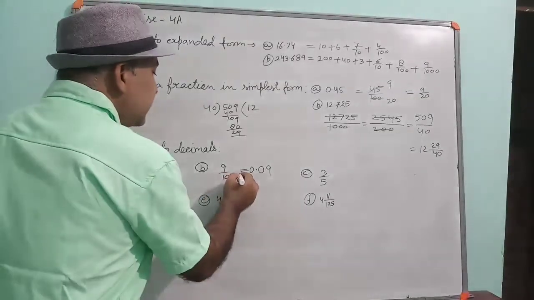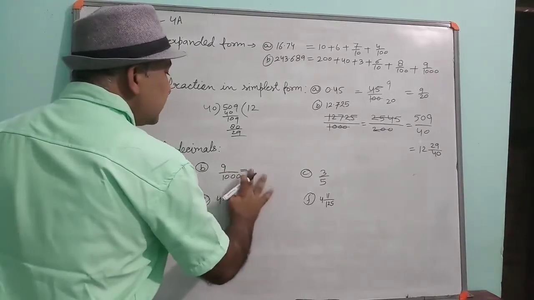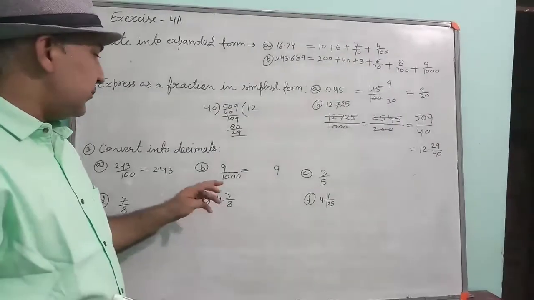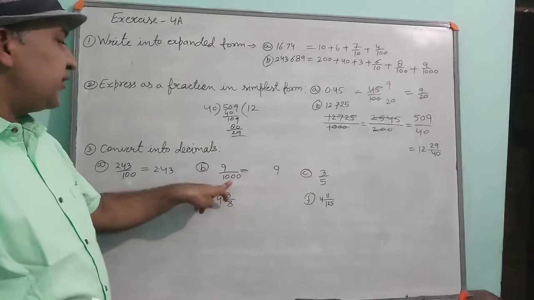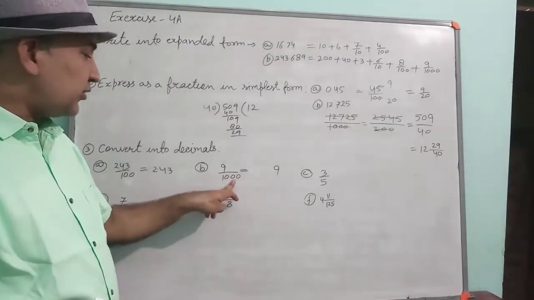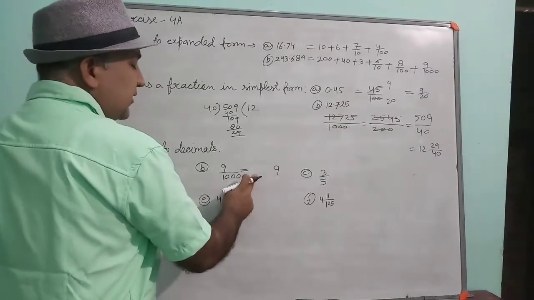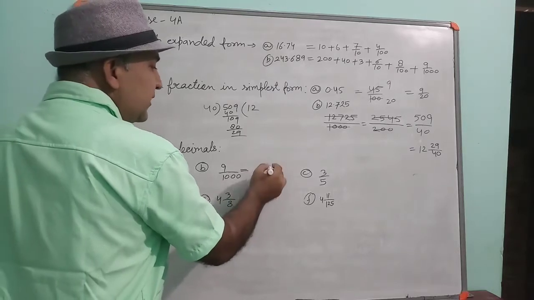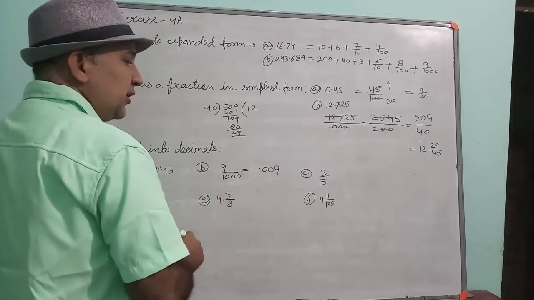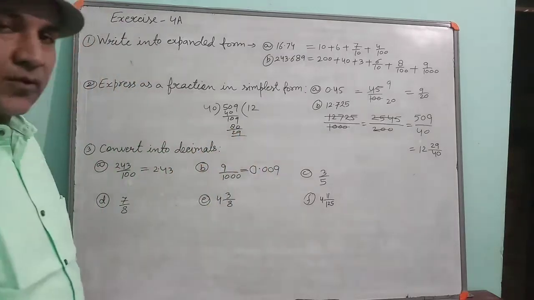Suppose that there is 9 upon 1000. In this case, before 3 digits you will put the decimal, because in the denominator there are 3 zeros. This number is 1000, so 3 zeros are there. So in the numerator, before 3 digits you will put the decimal, and there is only 1 digit, so 2 zeros you will add from your side, and then put the decimal. Before the decimal no number is there, then put 0 from your side.